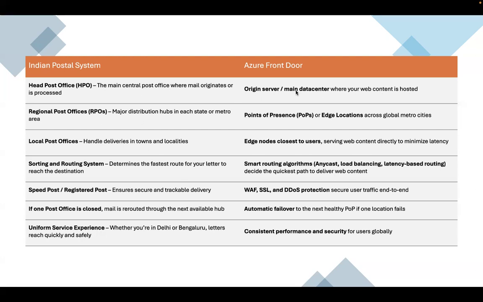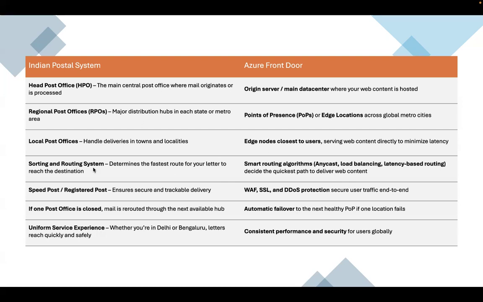Head post office, origin server or main data center. That means I have hosted my web application or a storage in East US that has the data. So from there, what is happening? Point of presence or edge location. So from there, it is going to the regional post office, the point of presence. And to the local post office, to the village post office, like the edge node closest to the user. It is going to that.